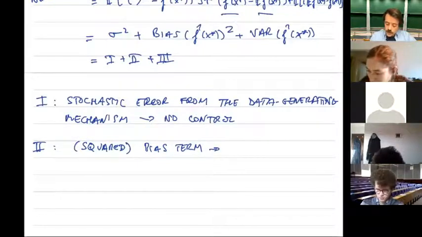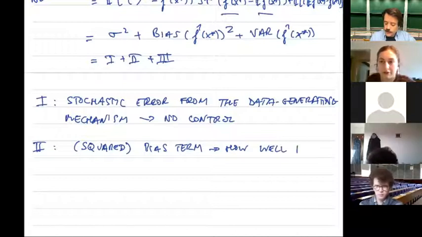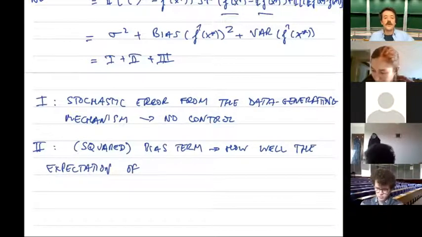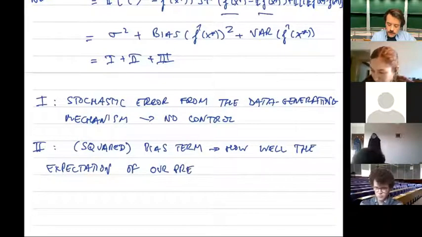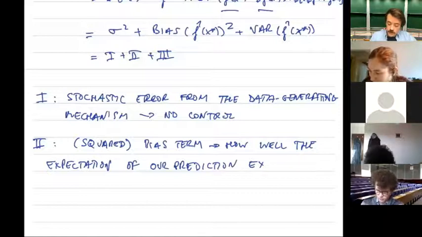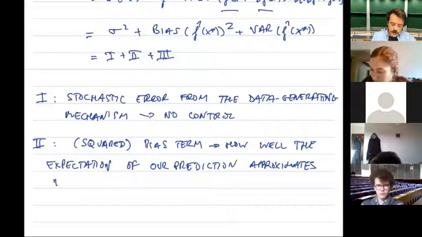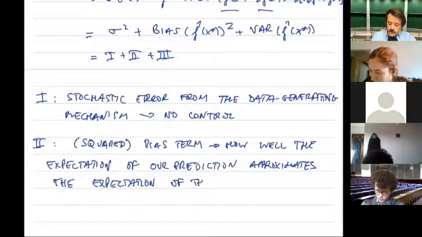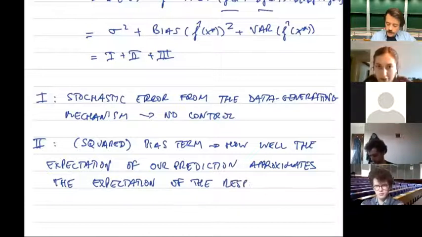It just measures how well the expectation of our prediction explains, or maybe better to say approximates, the expectation of the response. And this is, of course, all for a given X star, evaluating this at a given point.